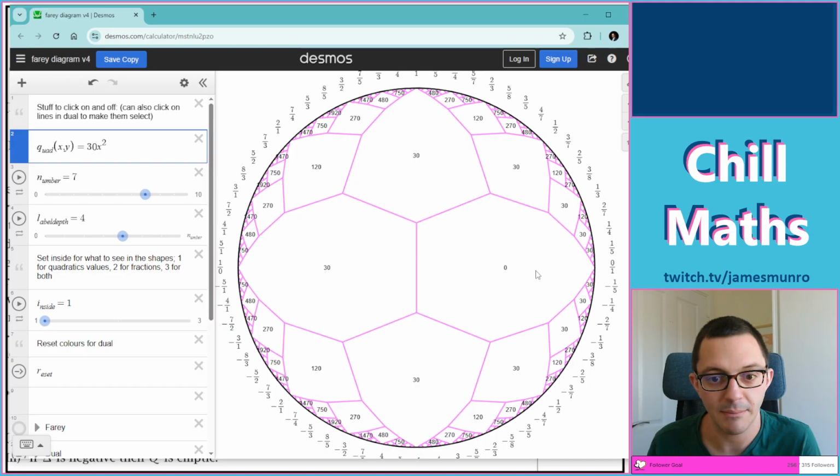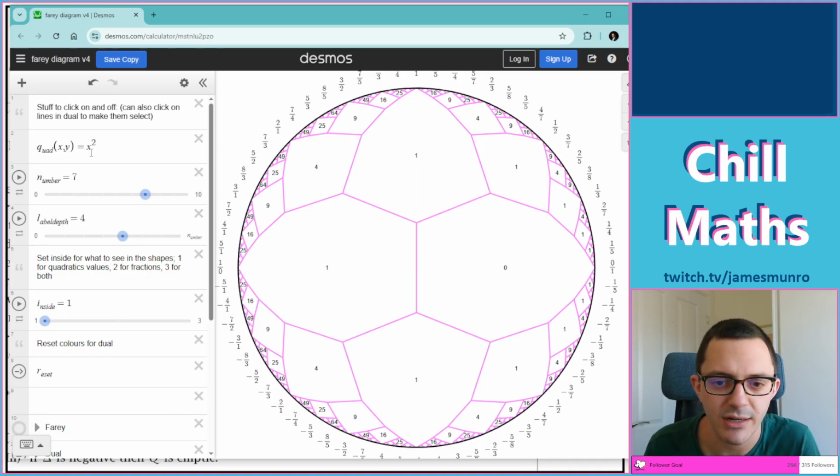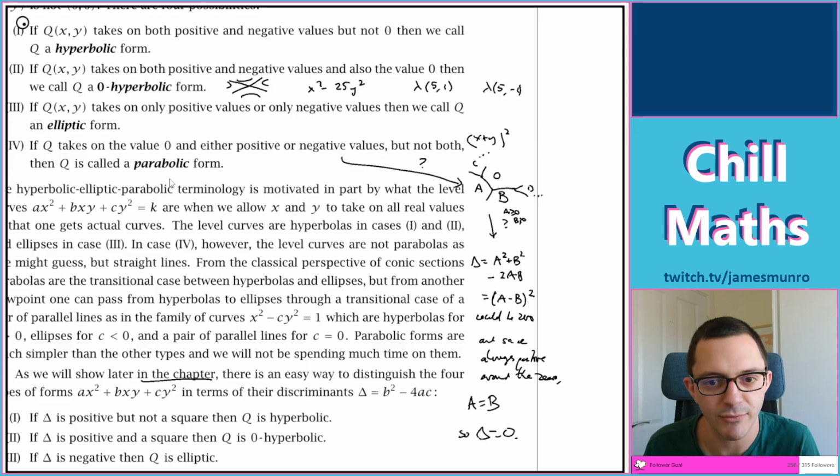Great. Yeah, good. And then everything around that depends on the magnitude. So what are these? These are just squares, aren't they? Of course they are. I'm squaring x. Square of the numerator. Cool, good. Okay, I would say that we've now understood parabolic forms and appreciated the difference from hyperbolic forms.